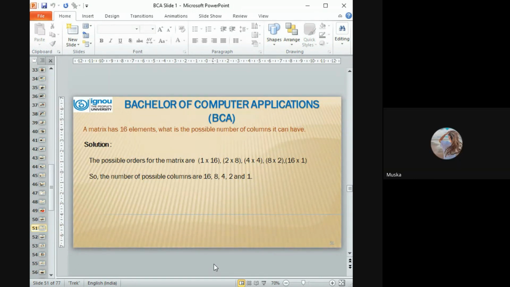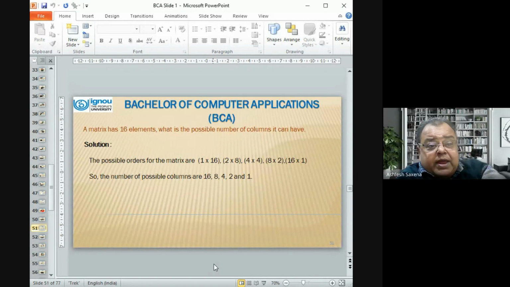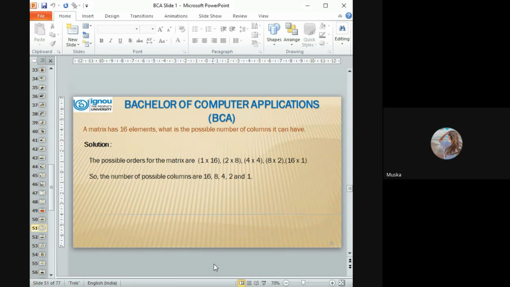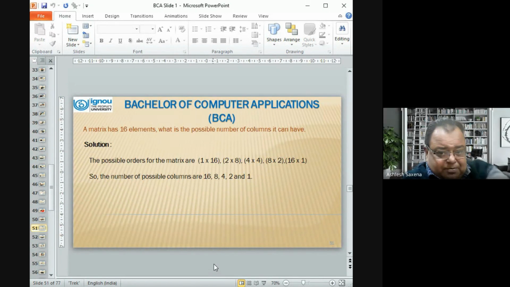If we have 16 elements in a matrix, it might have 8 columns and 8 rows, or 8 by 8. But 8 by 8 means 64 elements, madam. No, if we have 16 elements in a matrix, we might have 2 columns and 8 rows, or 8 columns and 2 rows. Yes, it is there. Absolutely correct. Is that clear to all?